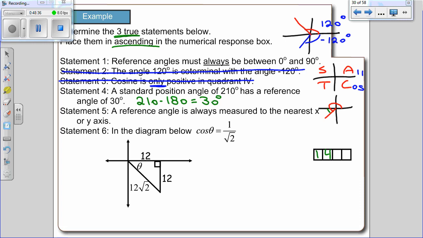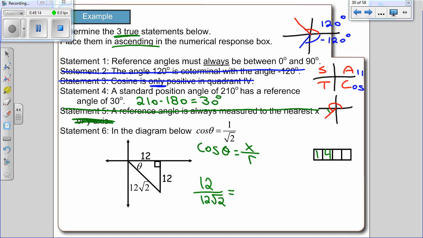To prove that it's true, we say in the diagram below, cos is equal to 1 over root 2. Cos is actually equal to x over r. Looking at this guy right here, that would be 12 divided by 12 root 2. The 12s cancel out, become 1 over root 2. If you rationalize that, it becomes root 2 over 2. They didn't even rationalize, they just did 1 over root 2. But that is true.